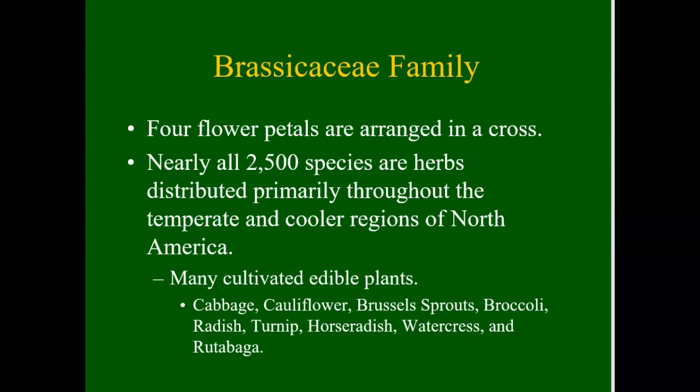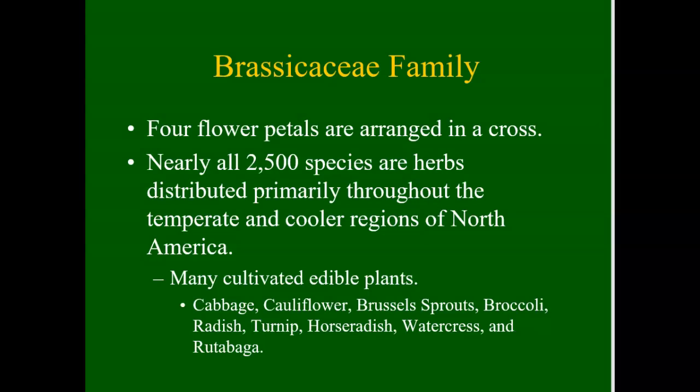The Brassicaceae family, or the Brassica family, is basically all of the cabbages and cauliflowers and Brussels sprouts and all of the members in that group that are related to each other. They have a very unique flower. They have 4 small flower petals that are arranged across from each other in the form of a cross. There are about 2,500 different species. Most of these are herbaceous plants, and they're almost all found in the cooler regions of North America. That's where they come from.